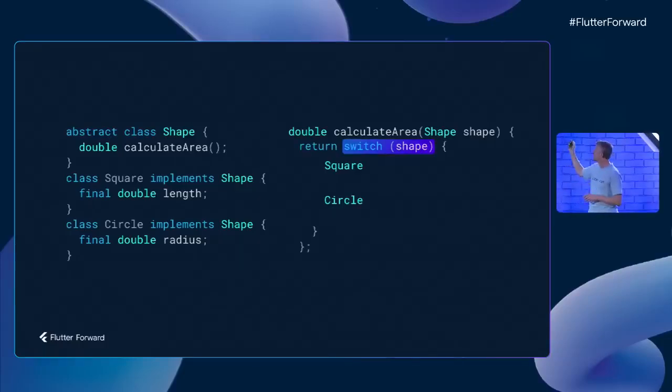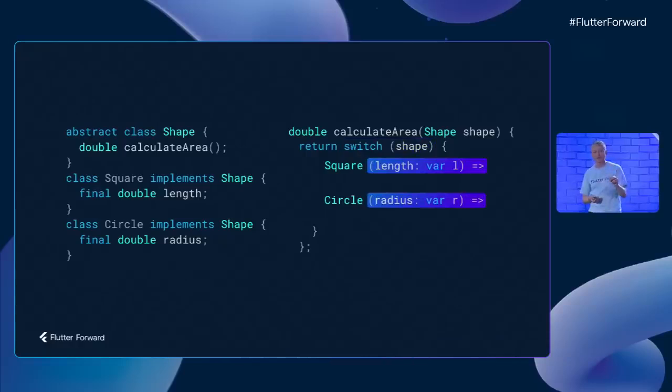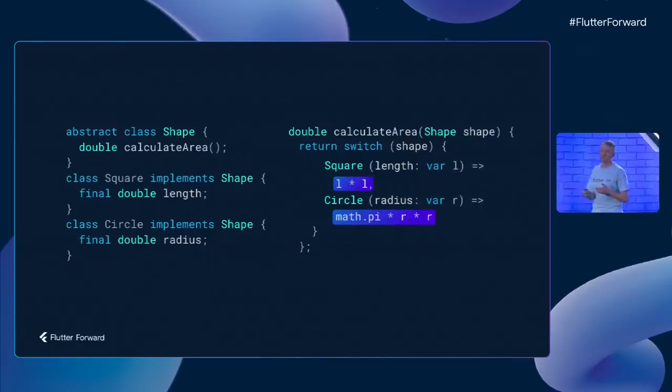This time, we're switching on the type of the shape, and inside each of the branches, we can go ahead and use an extractor pattern. This allows us to read out the unique fields of each type. In this case, we're reading out the length of the square and the radius of the circle. And with that, it is trivial to complete the bodies. That's all, thank you.